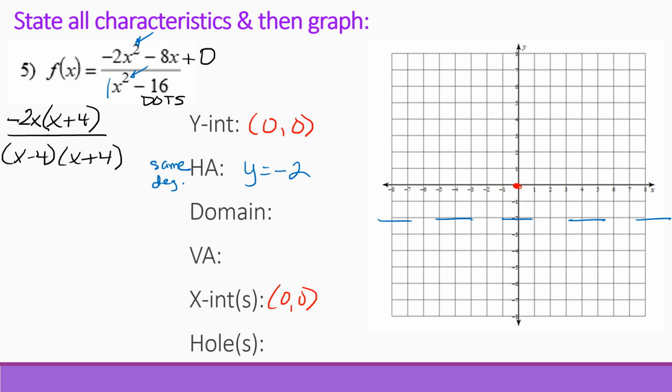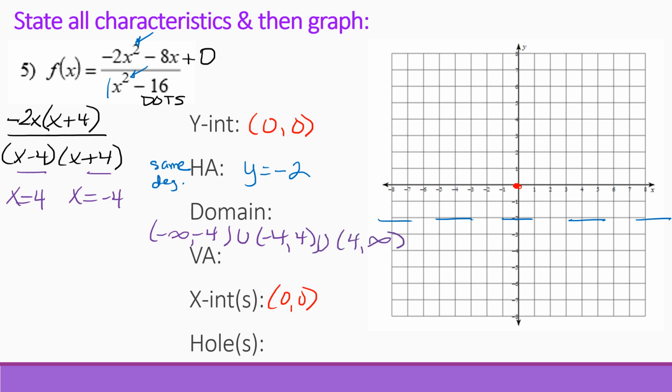Okay. Let's go through the domain. Everything in the denominator, each factor, set them equal to 0. If x minus 4 equals 0, then x equals 4. If x plus 4 equals 0, then x equals -4. So my domain needs to go in numeric order from -infinity to -4, union, -4 to +4, union 4 to positive infinity.